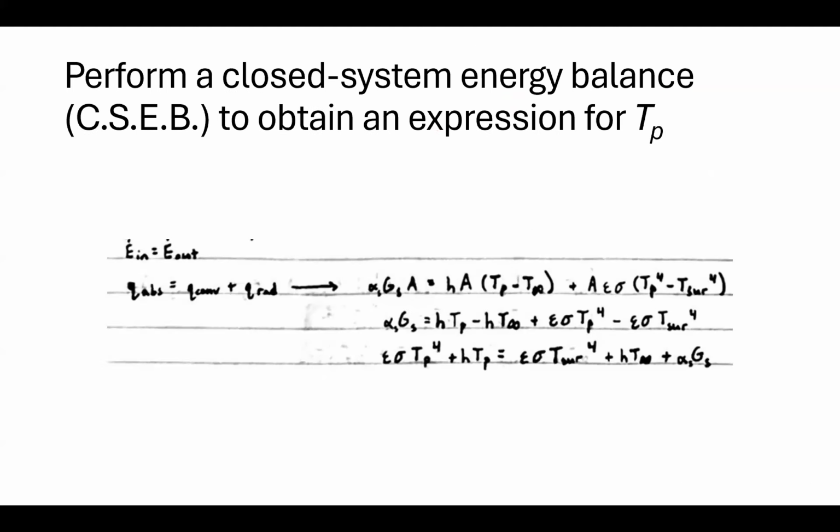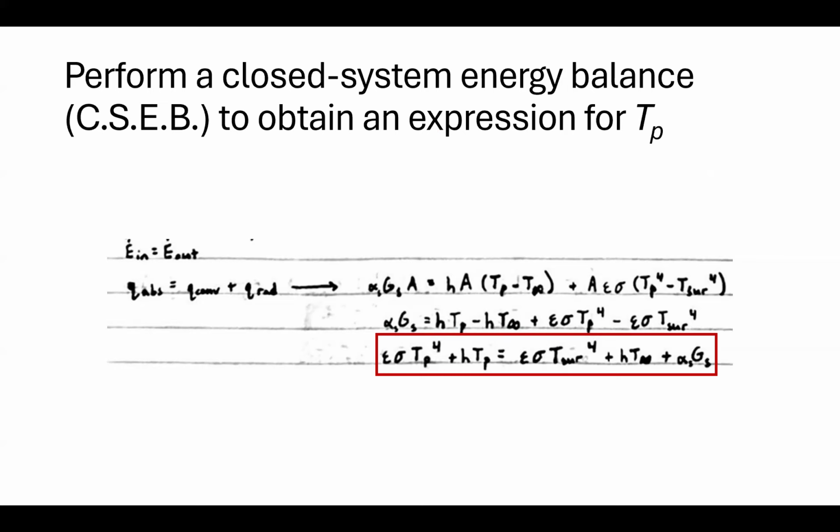And so when we make those assumptions and simplify our governing equation, our first law of thermodynamics, we get that the absorbed radiation heat transfer rate is equal to the convection heat transfer rate plus the radiation heat transfer rate. And when we plug in the formulas for each of those three separate terms, we end up with this equation on the bottom, where we have our panel temperature raised to the power of 4 plus the panel temperature again.